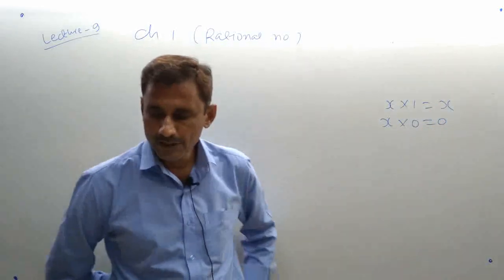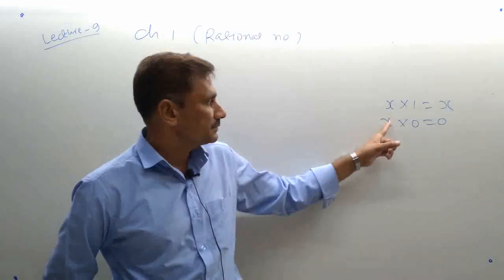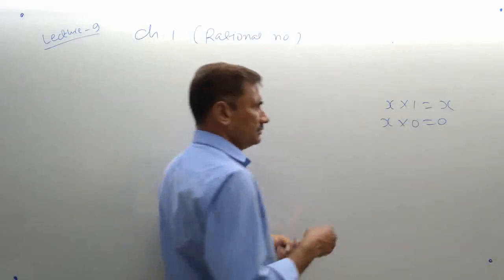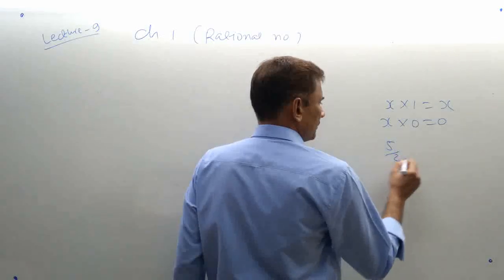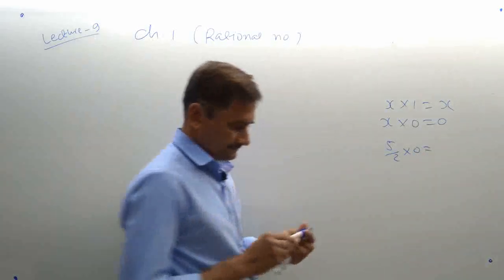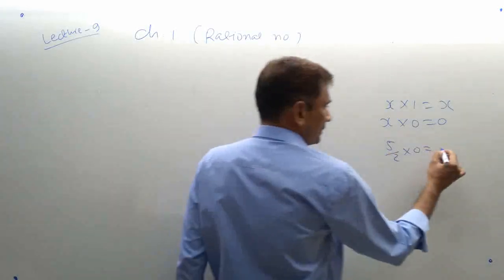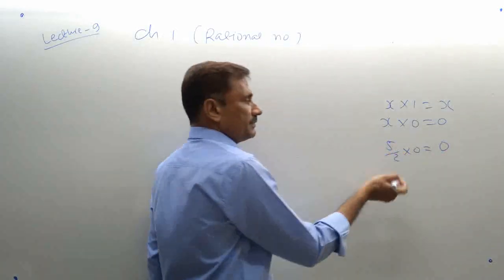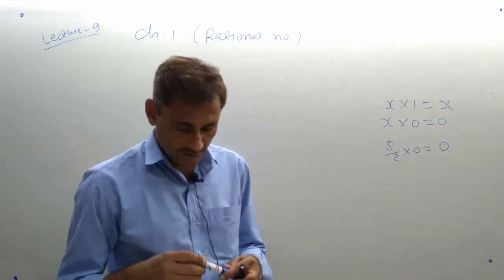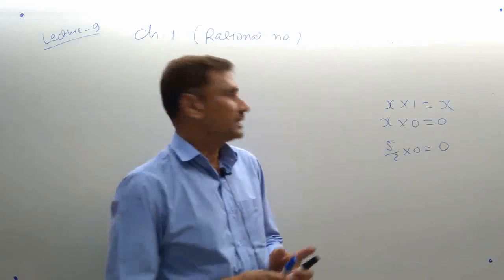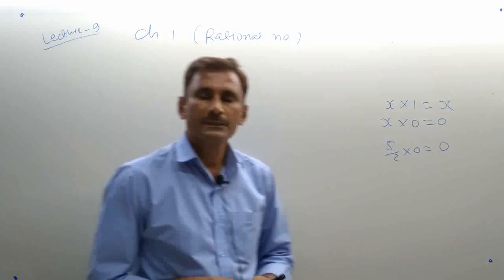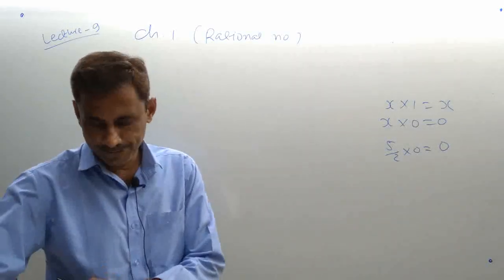Again, suppose 5 by 2. Multiply by 0, what happens? It gives product as 0. So product will be 0 only. It is not important whether it is 5 by 2 or whatever it may be. 0 multiplied by anything is 0. Anything multiplied by 1 is anything itself only.